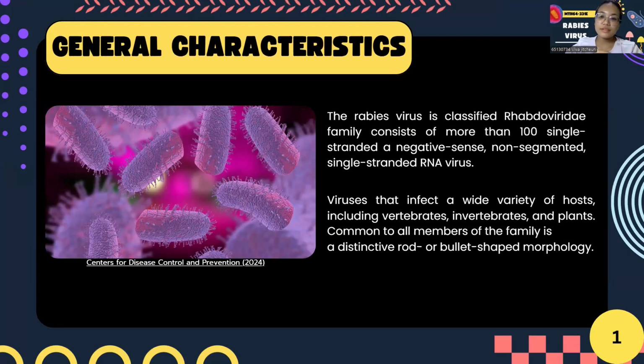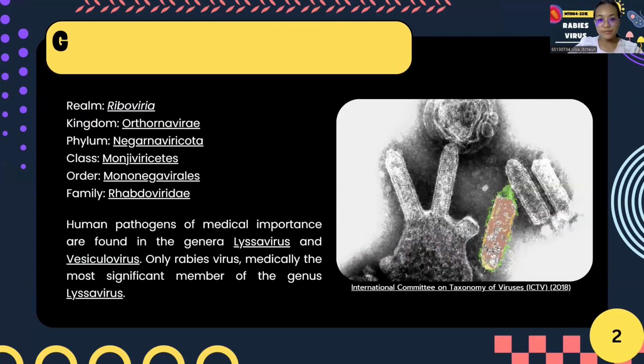The rabies virus is classified in the Rhabdoviridae family, which consists of more than 100 negative-sense, non-segmented, single-stranded RNA viruses, and the common feature of the members of this family is a distinctive rod or bullet-shaped morphology.